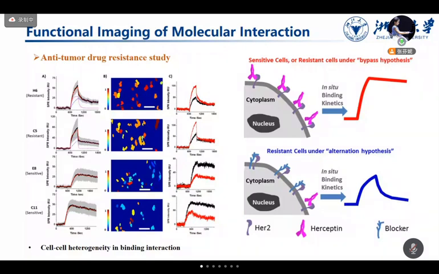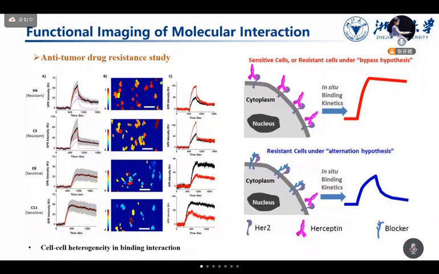So we thought it should be related with some mechanisms. You can see from here, we test the binding kinetics between the resistant cells and some sensitive cells. Because in the clinic, when we use this drug for a long time, some patients will stop responding to it. That means it develops resistance to these drugs. But the mechanism is not very clear.